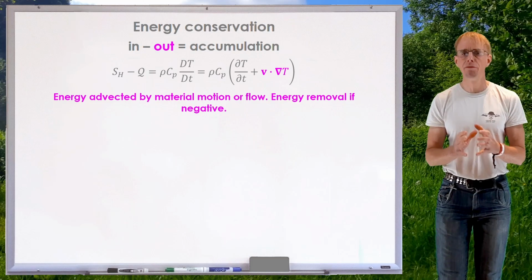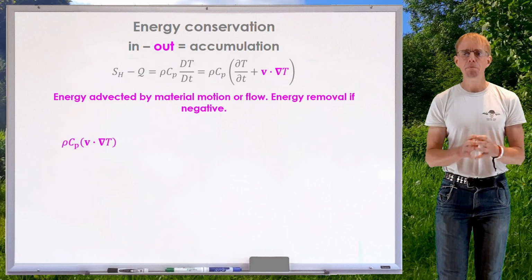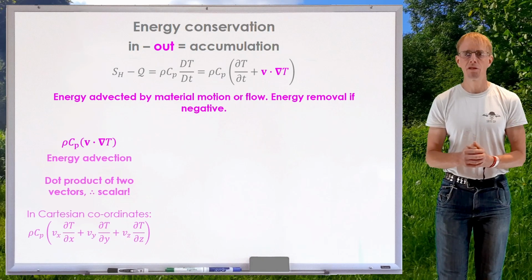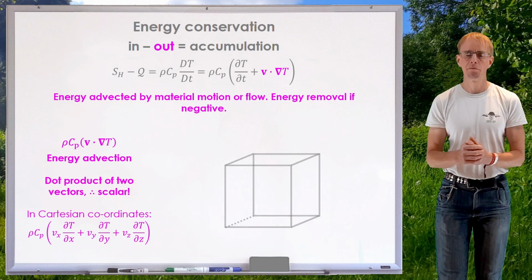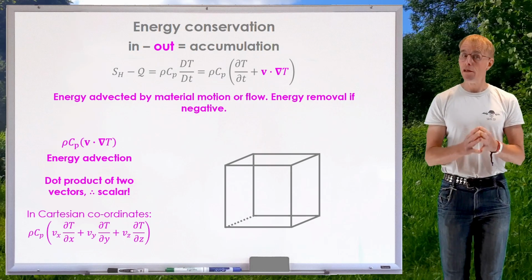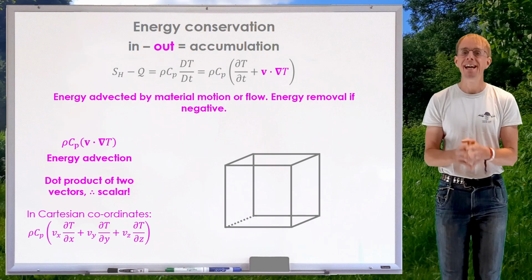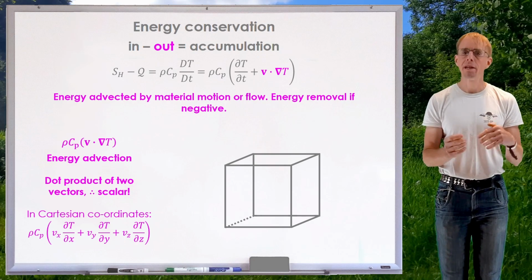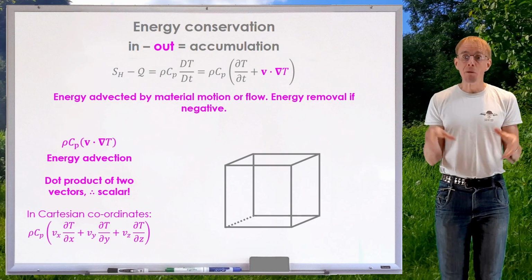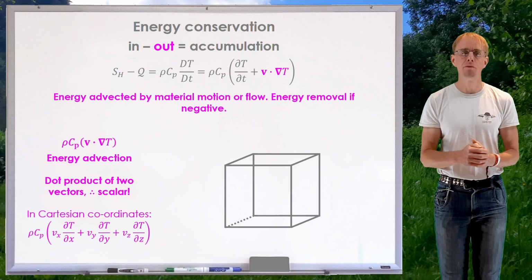So let's have a look at V dot grad T in a bit more detail. What we see is that both terms are vectors, and we've got the dot product of two vectors. V is a velocity vector, grad T is a temperature gradient vector. The dot product of a vector with a vector gives a scalar, and that is what we need, because if we look at the energy conservation equation, SH minus Q equals rho Cp dT by dt, it's a scalar equation. We cannot add scalars to vectors. So whenever we've got vectors in there, there needs to be a way to make sure that we end up with a scalar result. And V dot grad T, that dot product, is how it is achieved.